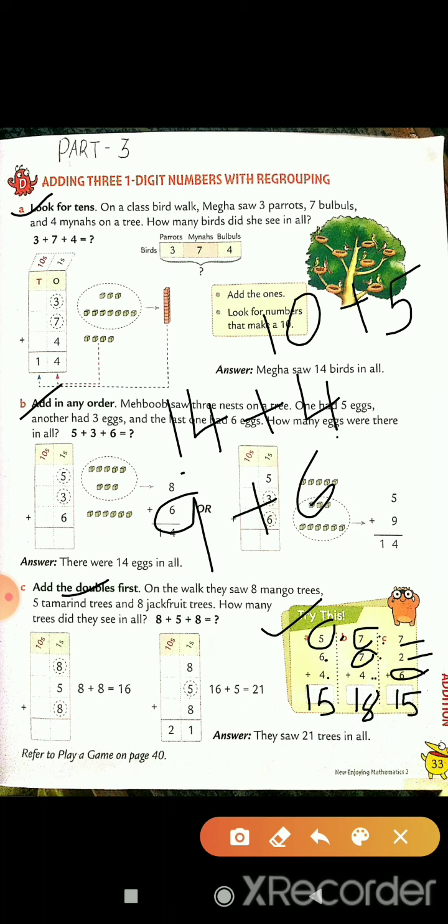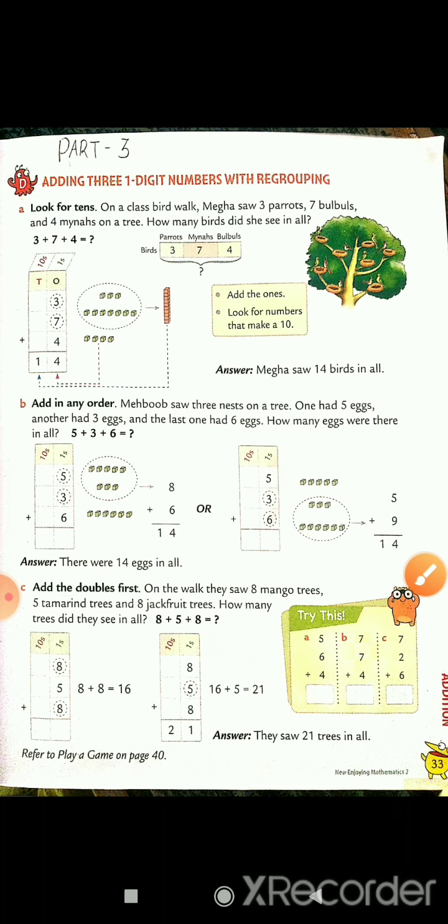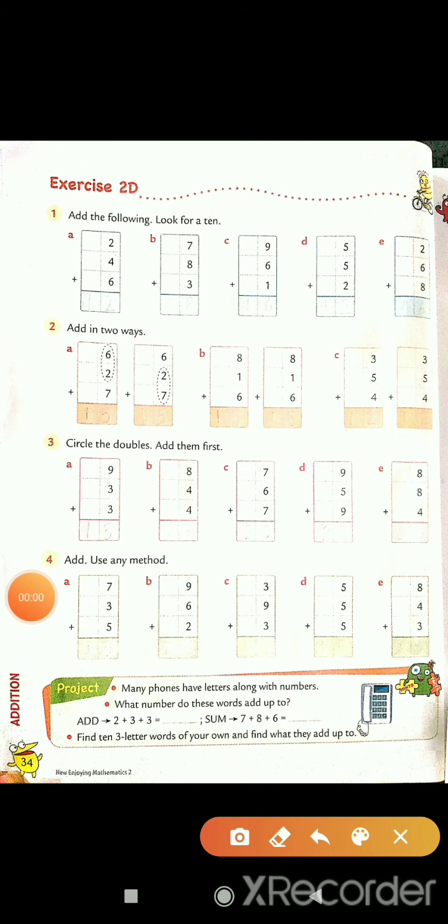So we can add by any of the methods. Clear, students? Now let us start with exercise 2D. Question number 1. Add the following.